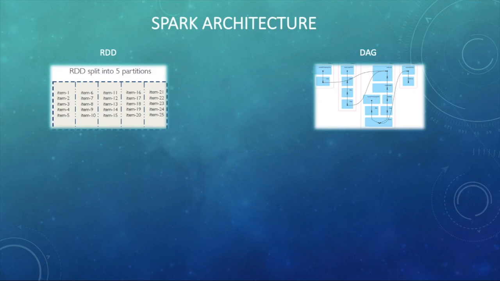RDD is a collection of data items that are split into partitions and can be stored in memory on worker nodes of the Spark cluster. We will talk more about worker nodes in just a few seconds. And then DAG is a sequence of computations performed on data where each node, as shown in blue boxes, is an RDD partition. An edge is a transformation on top of the data.